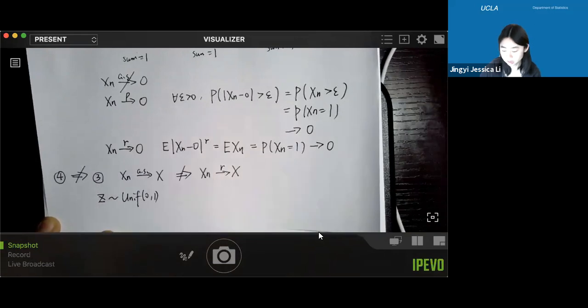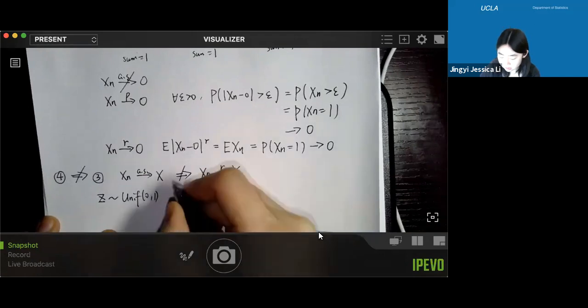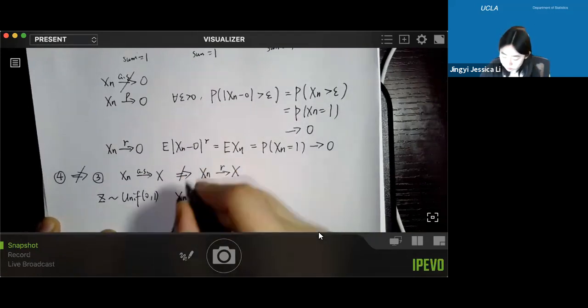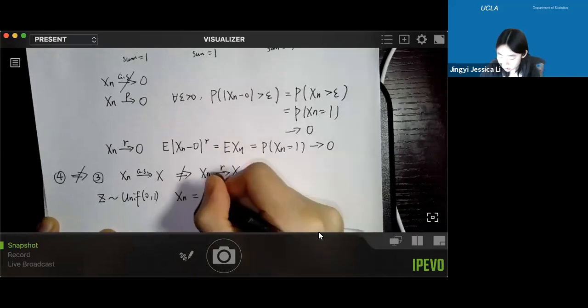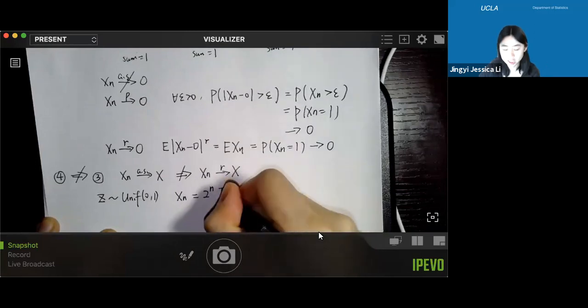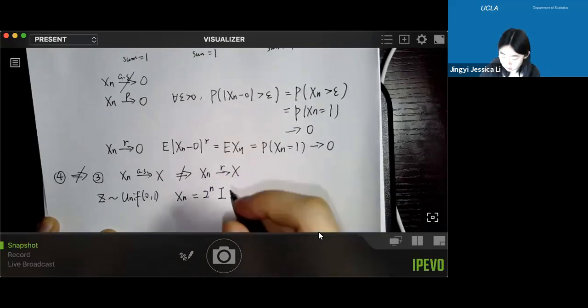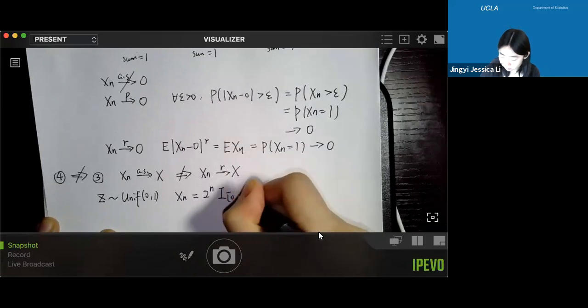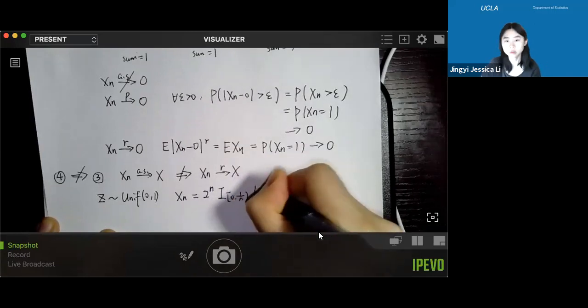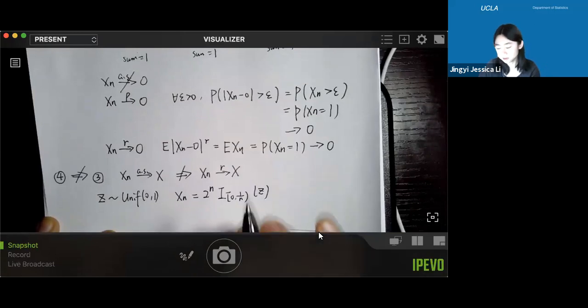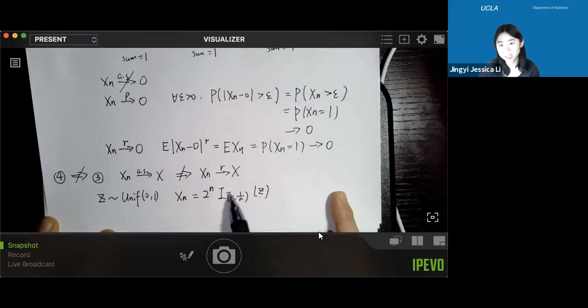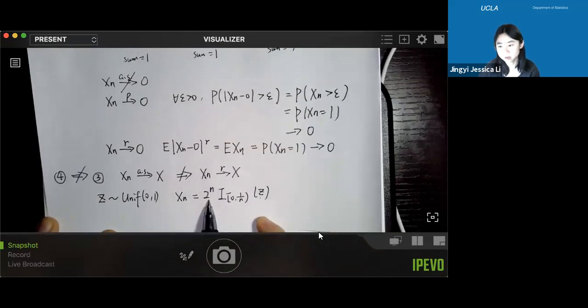Okay. So here, this is an open interval 0 to 1. And we define Xn, the random variable sequence, to be a large constant 2 to the power n, with a constraint on the interval 0 to 1 over n, Z. So what does this mean? This means that if Z falls into this shrinking interval, then my Xn will take a large constant 2 to the n. Otherwise, Xn will take value 0.